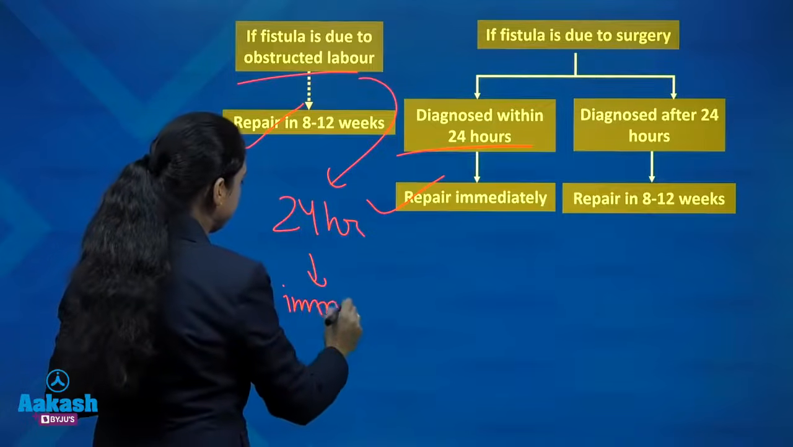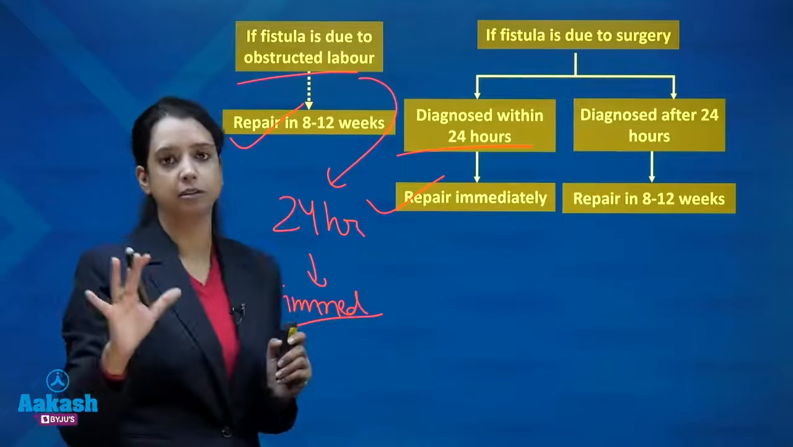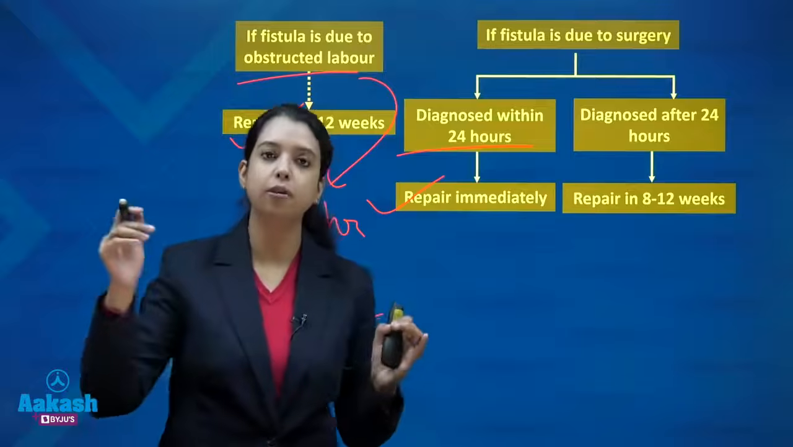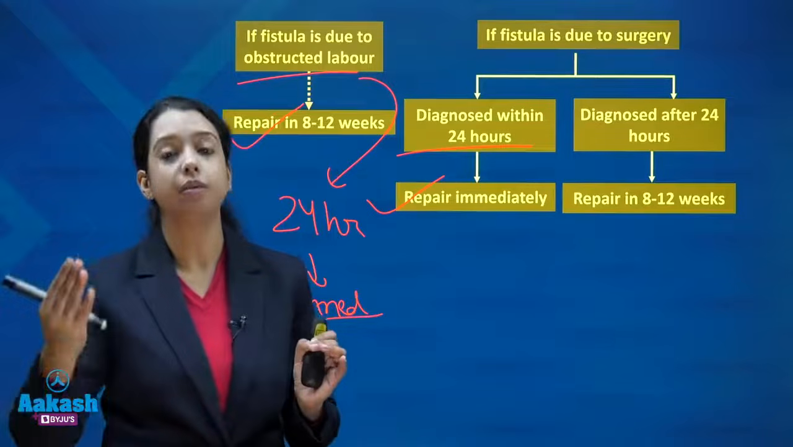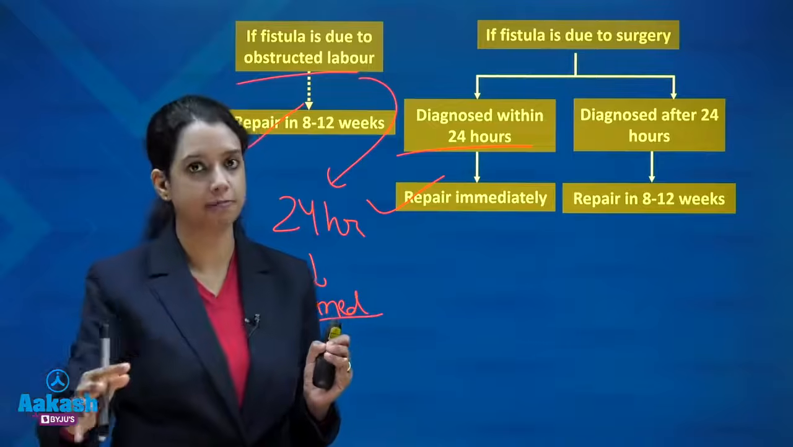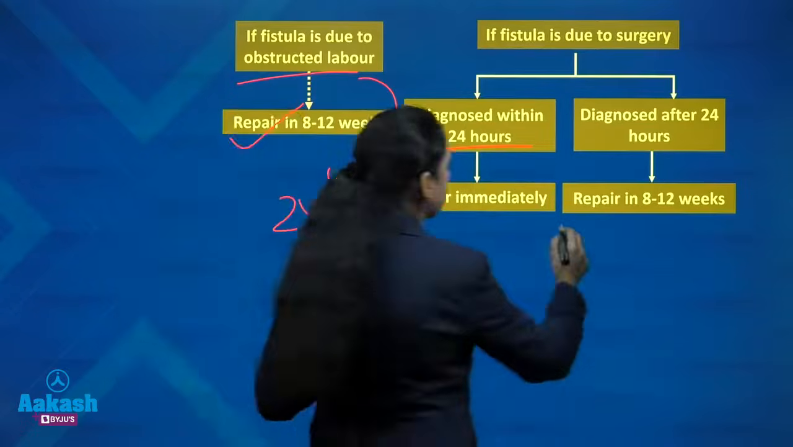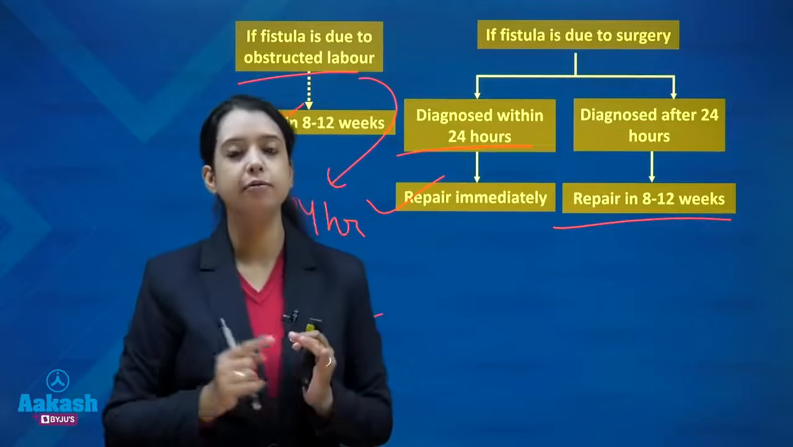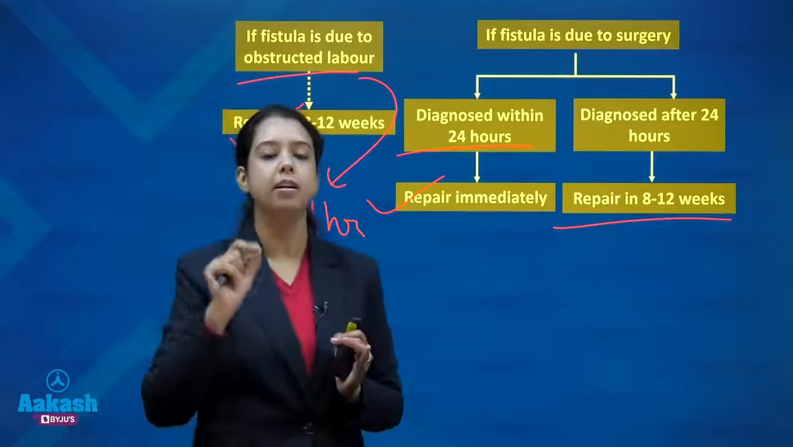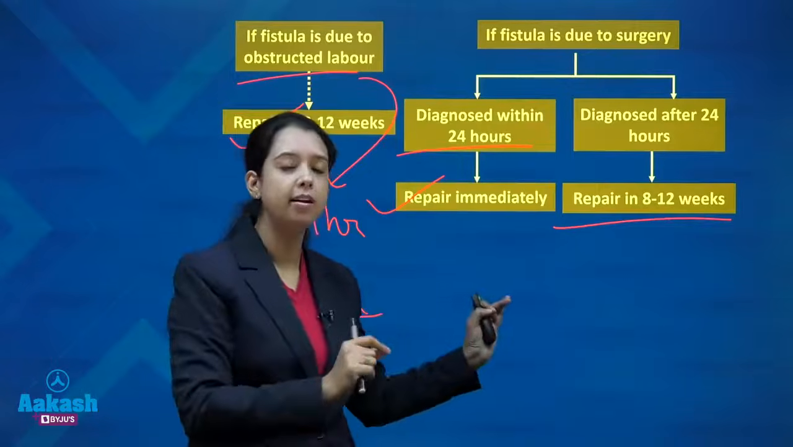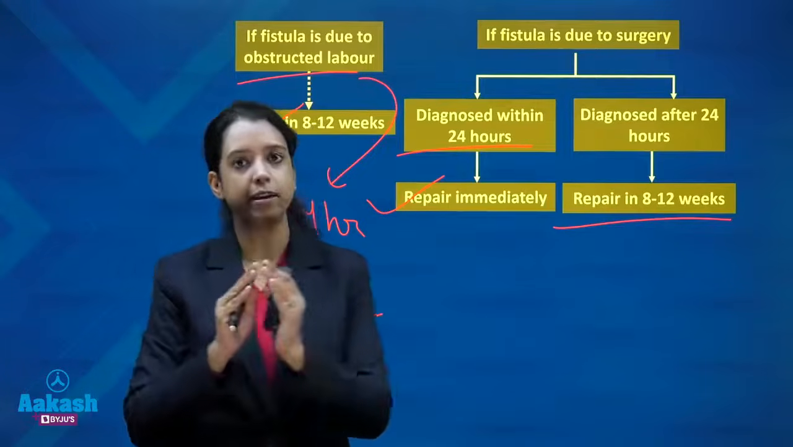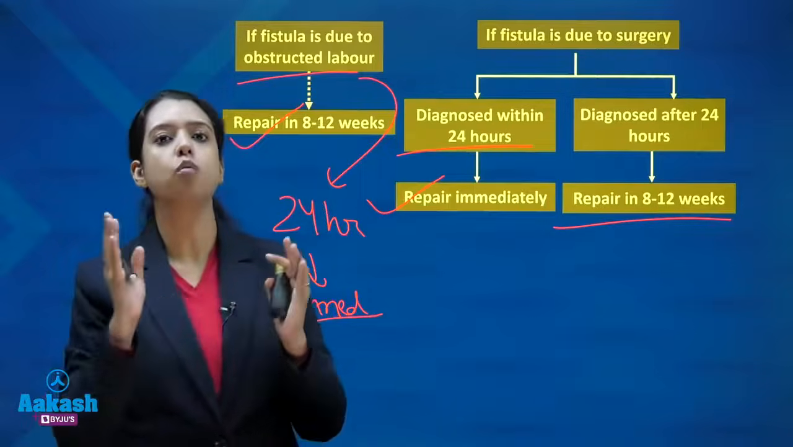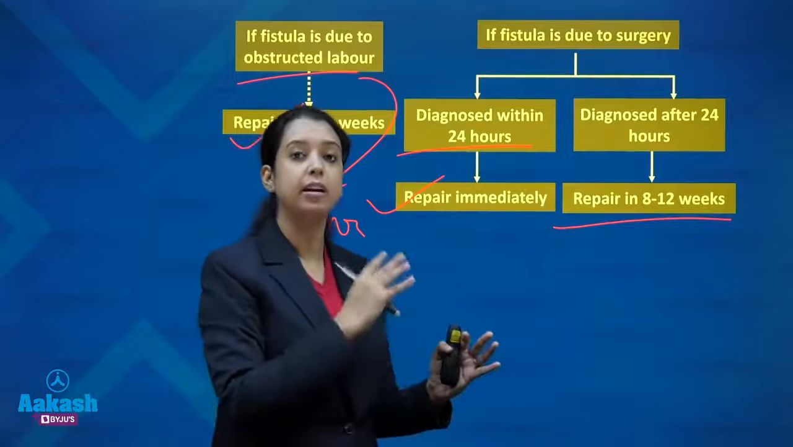But if 24 hours have passed, then around this fistula so much tissue edema develops that if you repair it afterwards, it will lead to failure. So after 24 hours have passed, you have to wait for 8 to 12 weeks for repair. This has been asked in questions previously in the form of perineal tears, when a perineal tear should be repaired. For perineal tear it is the same. If you have diagnosed it within 24 hours, repair it. If you have missed those 24 hours, now so much edema is there, you want it to get resolved, you will repair it after 8 to 12 weeks.